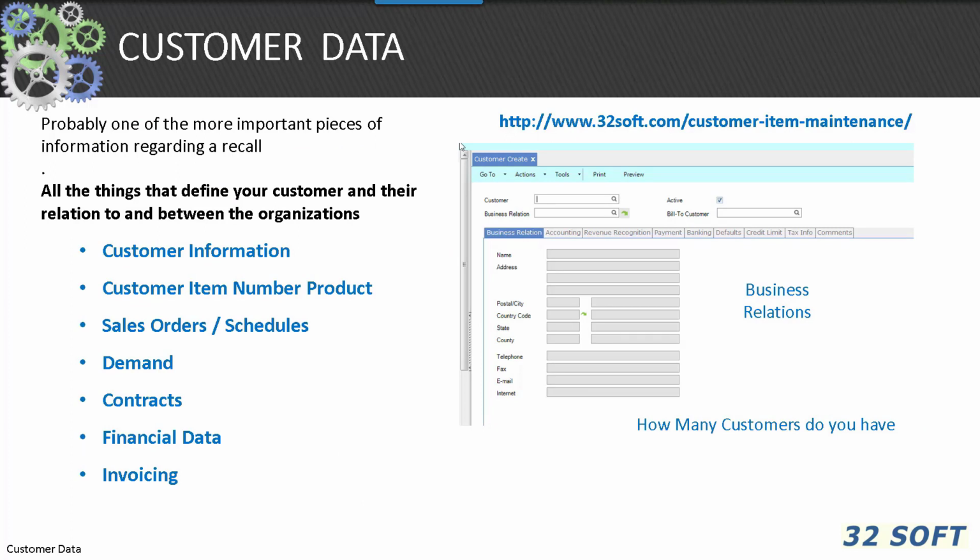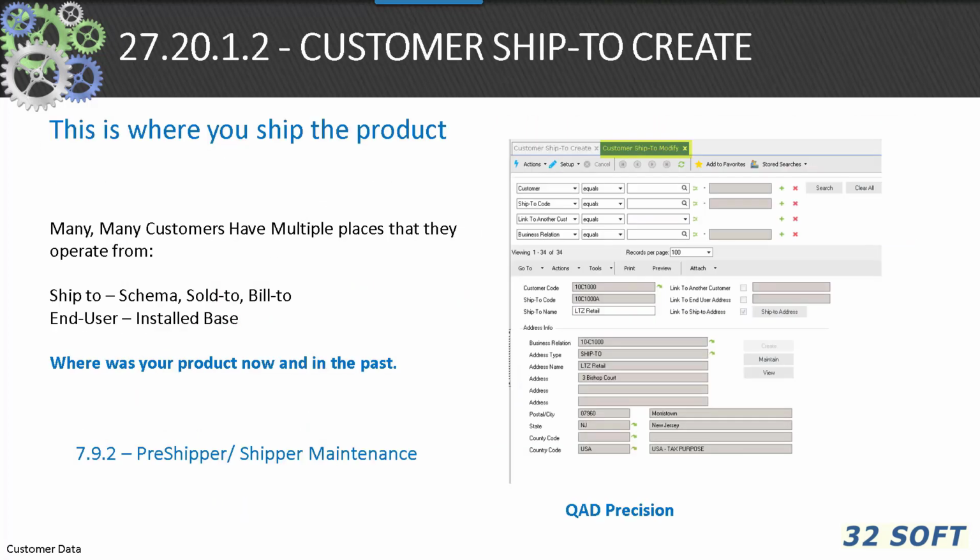Customer data is probably your most important piece of static information in a recall. This is the data repository of all things that define your customer and their relation to you and between organizations. Such information as sales orders, demand, contracts, financial, invoicing. You should make sure that you also look at possible CRM applications for additional data.